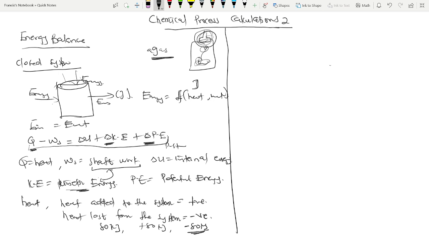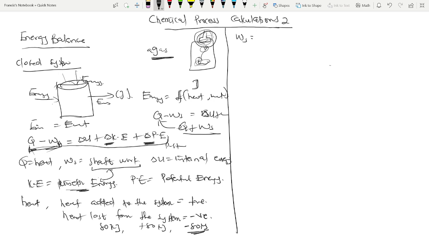Now let's move on to the shaft work. With the shaft work, we understand what the shaft work is now. Because we are using this convention, Q minus W, there are two forms of the first law of thermodynamics. So you have Q minus W equals our energies, and we have Q plus W. For both situations, the Q's have the same definition. Heat added to the system is positive, heat loss is negative.